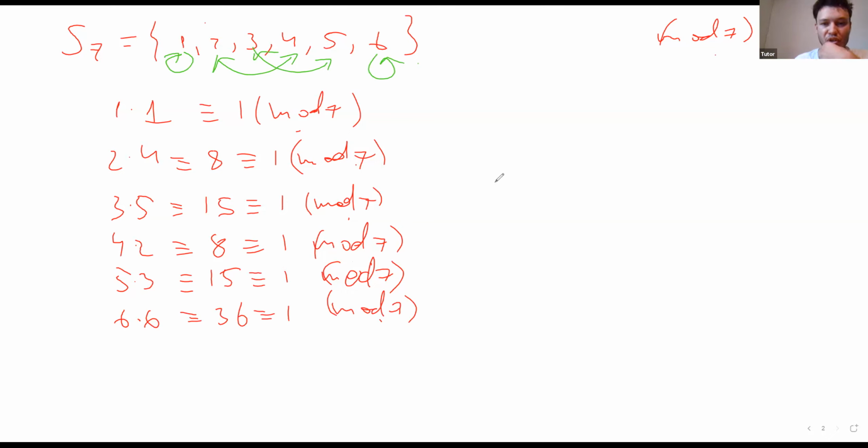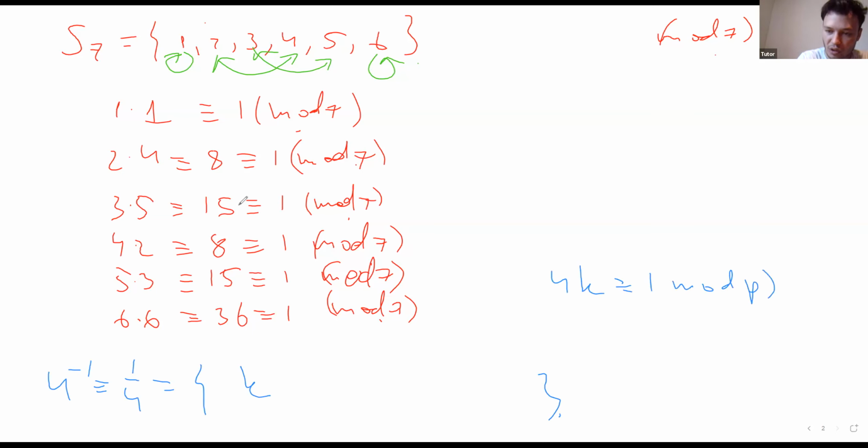If you have a modular inverse, so let's say that I know that 2 is the modular inverse of 4, right? So basically, if I look at the set, what are going to be the modular inverses of 4? So let's say that I'm looking at the set 4 inverse, which is 1 over 4. Well, what is this? Well, this is basically all the numbers k such that 4k is going to be congruent with 1 mod p. So basically all the numbers that give me 1 mod p. So let's look at what are some of these numbers that satisfy this property.